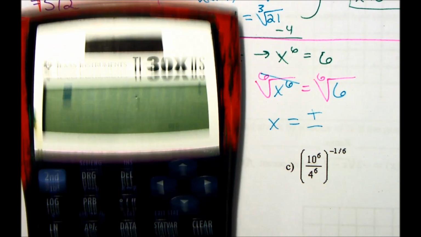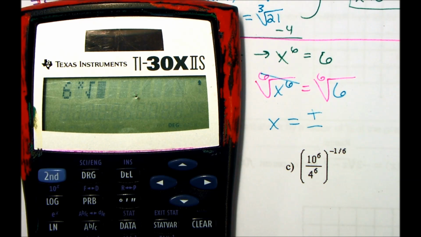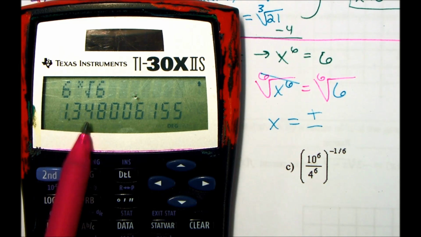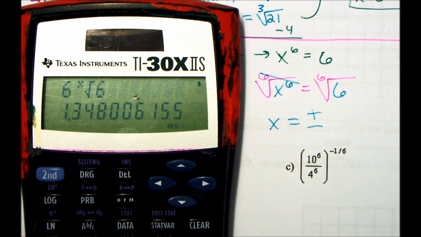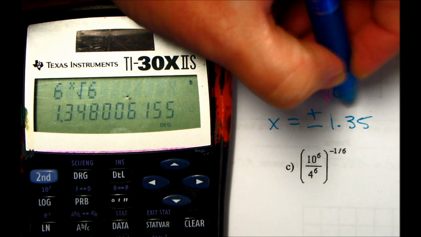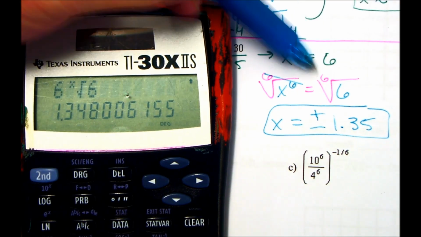6 is not a perfect 6th power, so we are going to have to use our calculator to evaluate this. So in your calculator, start with your 6 and then second, exponent, or second caret, so that the x root comes up, and then 6, hit your equals, and we're going to round to 2 decimal places. So 1.34, that 4 is going to become a 5. So 1.35. But again, it's positive or negative 1.35 because it was an even root.